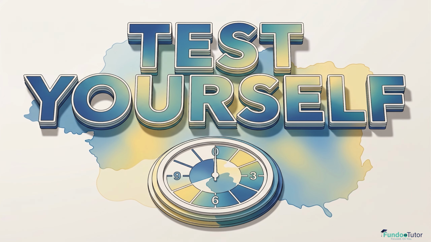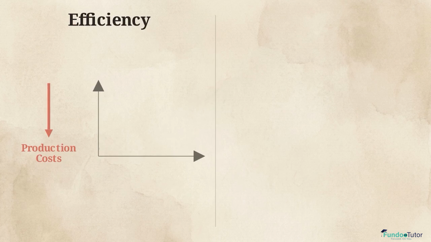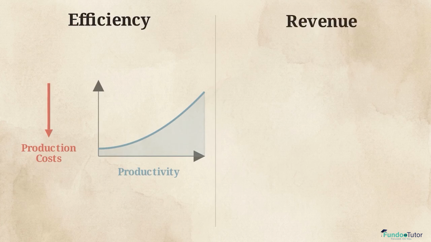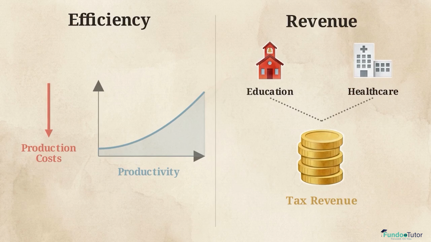The first reason is to increase efficiency. Introducing the profit motive incentivizes private firms to reduce production costs and raise productivity. The second reason is raising revenue. Selling a major state asset generates cash for the government to fund critical public goods like education.